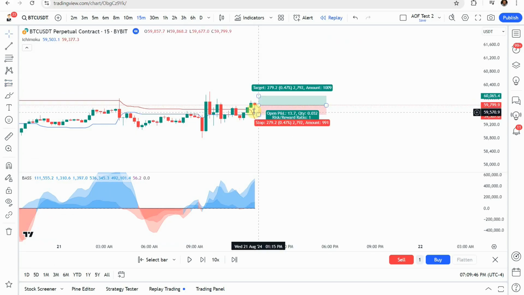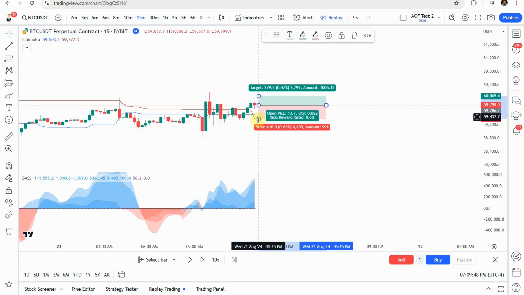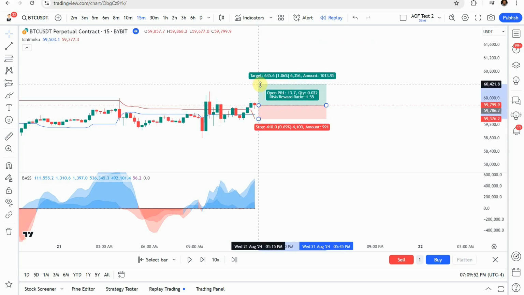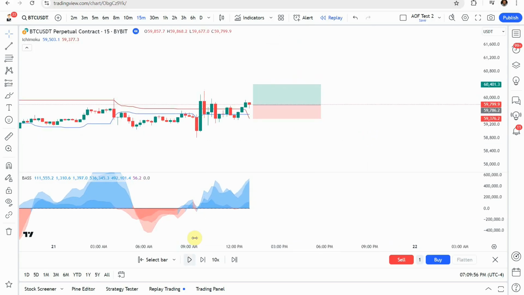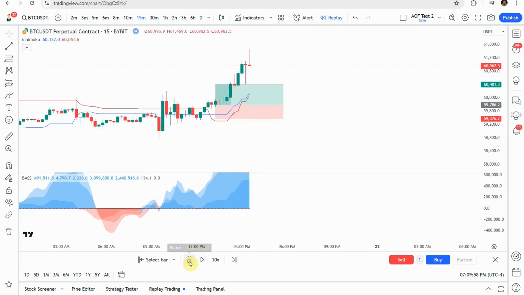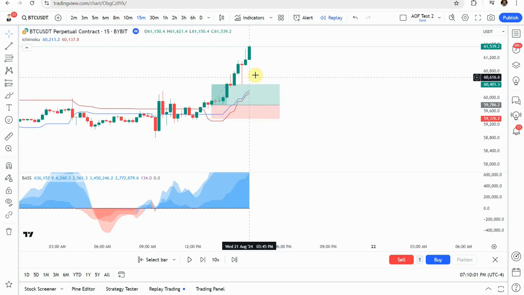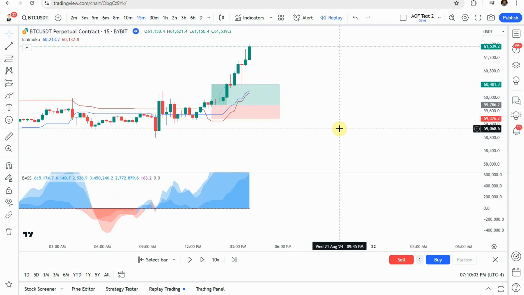Put your trade right there, put your stop right at the lower line right here, and target a 1 to 1.5 risk reward, just like before. Let's play this forward and see how it plays out. And we make a really nice push to the upside, getting us to our take profit.